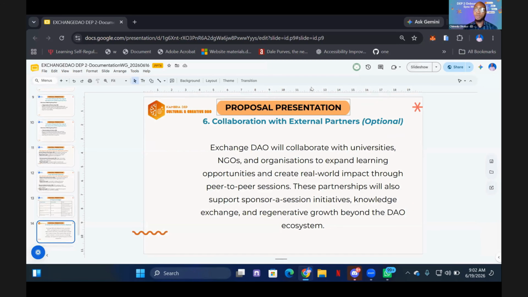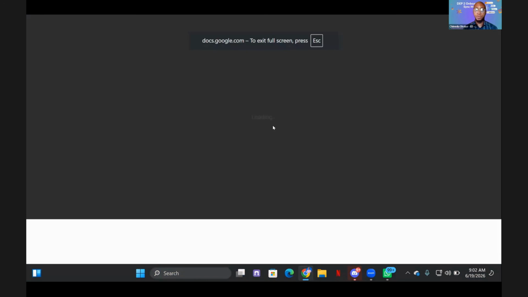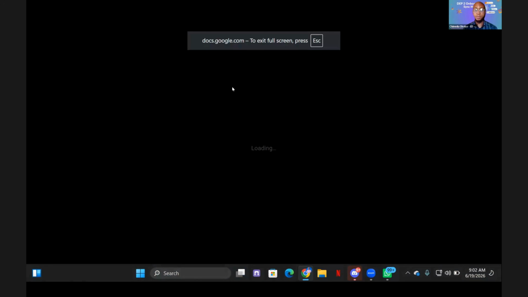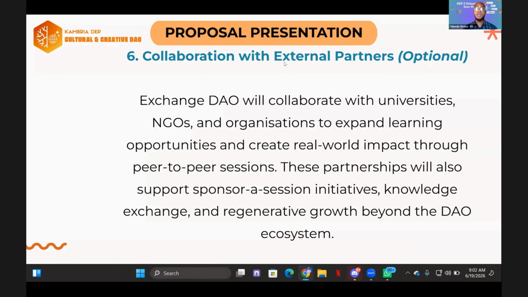The proposal: the collaboration with external partners. Exchange DAO will collaborate with universities, NGOs, and organizations to expand learning opportunities and create real-world impact through peer-to-peer sessions. These partnerships will also support the sponsor-a-session initiative, knowledge exchange, and regenerative growth beyond the DAO ecosystem.